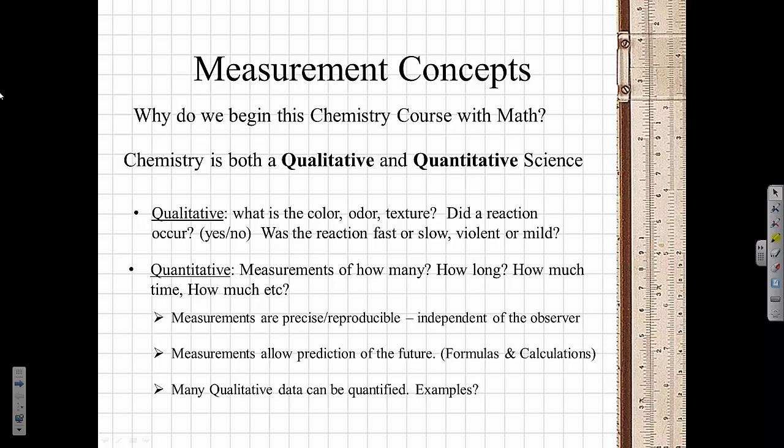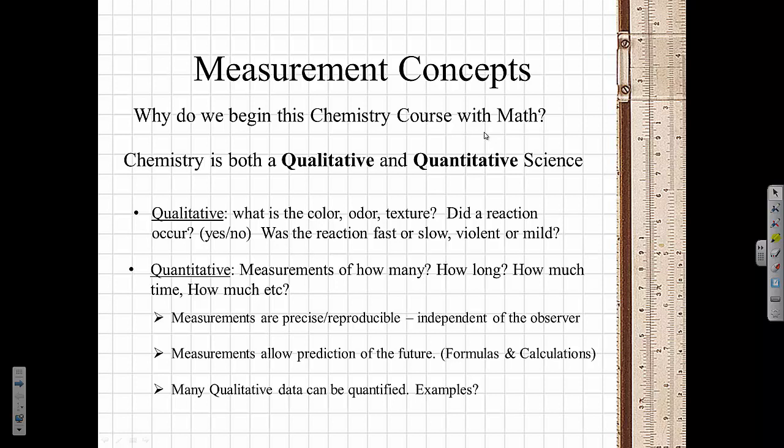Okay, so there's two types of data. There's qualitative and quantitative. Right? So up here where it says quantitative, you think quantities. So in quantities we're talking about how much or how long, how much time. Qualitative doesn't really put numbers to things. So it may be, what color is it, blue or red? Or was there an odor? Was it a sharp odor? Was it a pleasant odor? Was it a noxious odor? Was the texture rough or smooth? Did the reaction occur fast or slow? That sort of thing.